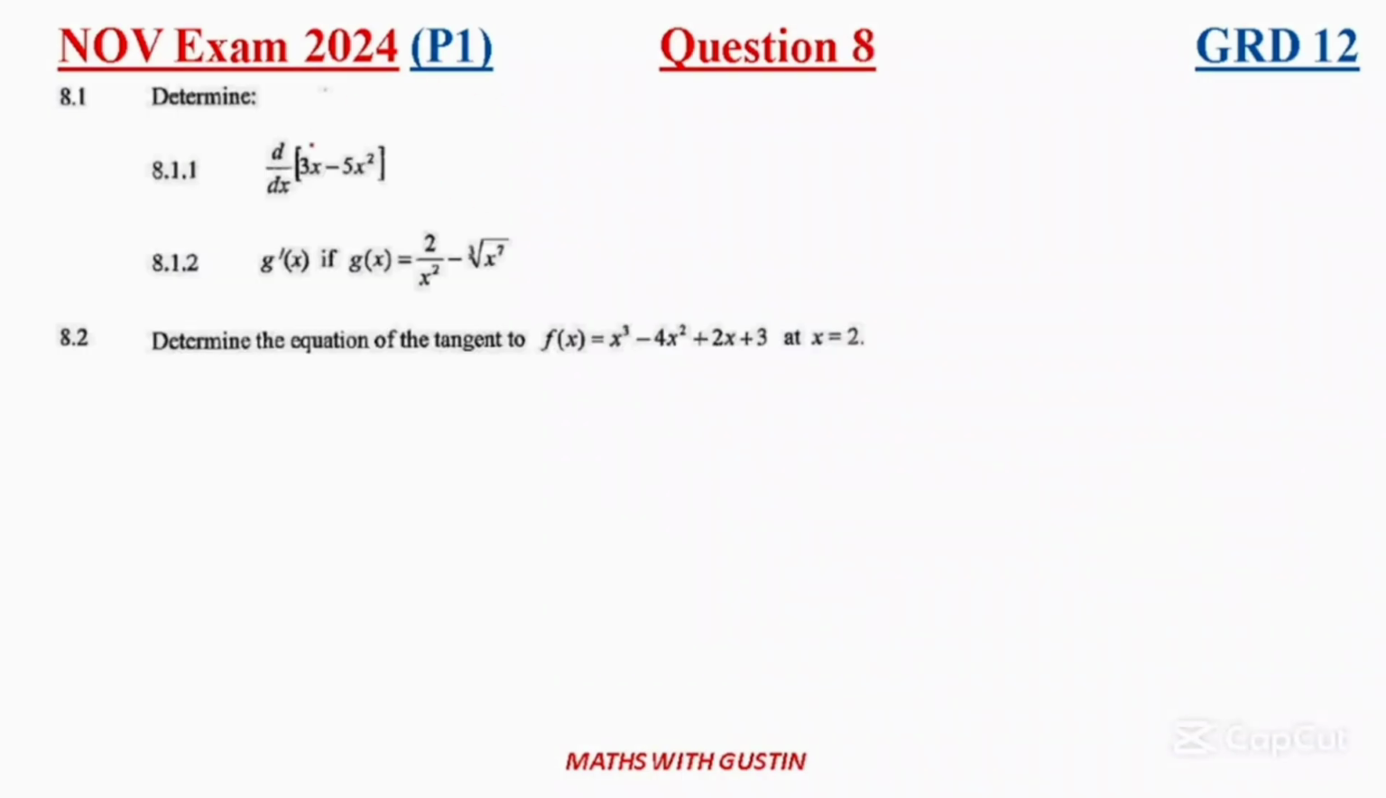Alright, guys, here is question 8. Let's have a look at 8.1. It is a calculus question here. So 8.1.1, it says here, take the derivative of 3x minus 5x squared in terms of x. So what you can do here, you will just come here. Remember what we are using. We are using this one here as our principle of deriving these equations.